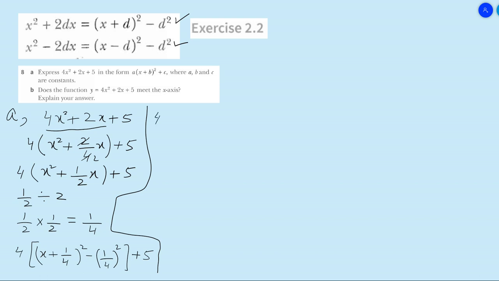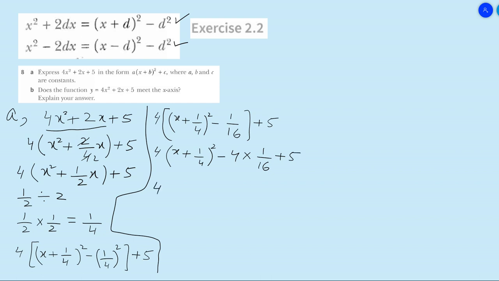Now 4 into x plus 1 upon 4 whole square minus 1 upon 4 square. 1 square is 1 and 4 square is 16. Bracket close, and this plus 5 remains plus 5. Now multiply this 4 by the whole bracket. So it will be 4 into x plus 1 upon 4 whole square minus, multiply this 4 by 1 upon 16. So it will be 4 multiplied by 1 upon 16. And this plus 5 remains plus 5.